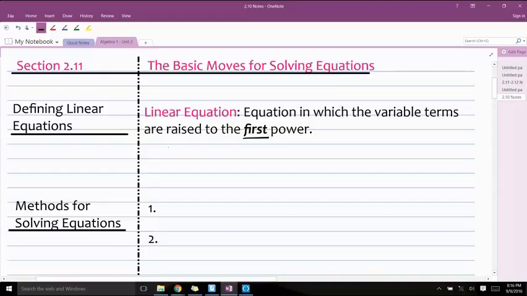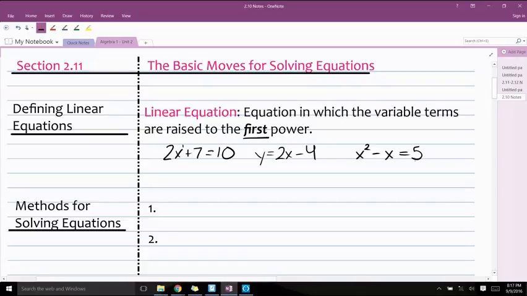The equation 2x + 7 = 10 is a linear equation. Even though we don't see the x being raised to the first power, it's understood that if you have a variable without an exponent, that variable is being raised to the first. The type of linear equation that we're going to graph later this year would be y = 2x - 4. Even though we have two different variables, they're both still being raised to the first, so they're both linear equations.